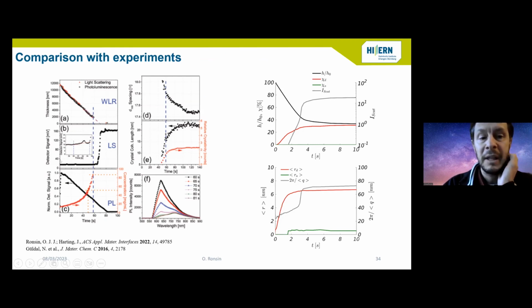You also have in the experiments light scattering curves here. We can also calculate the scattered intensity, and this is the gray curve on this graph. And maybe a last one here, also from GIWAXS, you have the crystal coherence length. And here in the simulation, we can extract the typical crystal sizes.